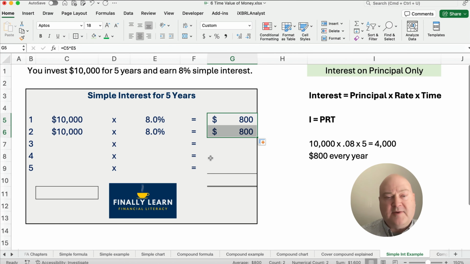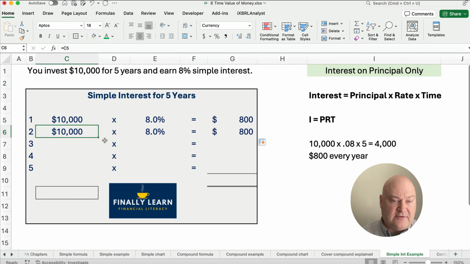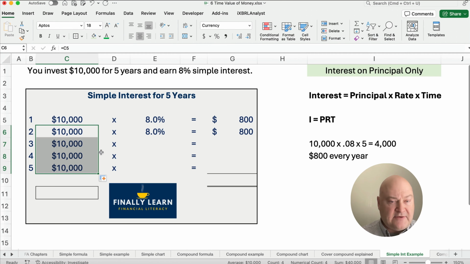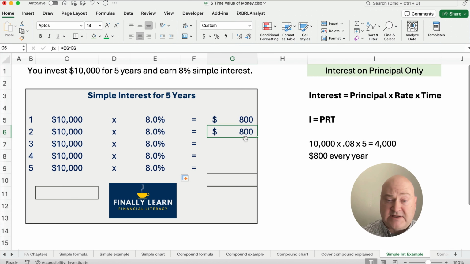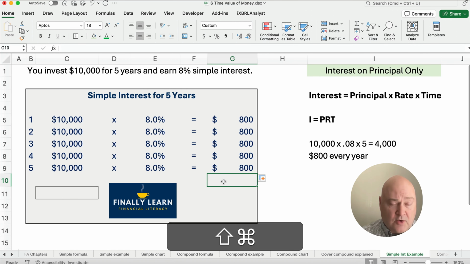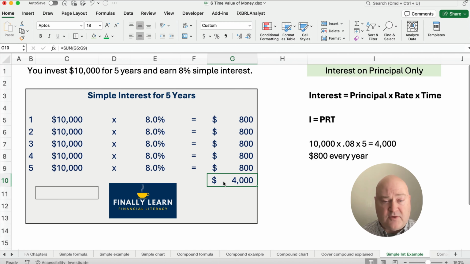So what happens on simple interest is it is interest on the principal amount only. We don't consider that we've earned $800. We only look at the original $10,000. So to finish this up for the 5 years, we're going to say $10,000 for each year, 8% for each year, and then what is the interest each year? Well, 10,000 times 8% is always going to be $800. So what's our total interest? Well, our total interest is $4,000.